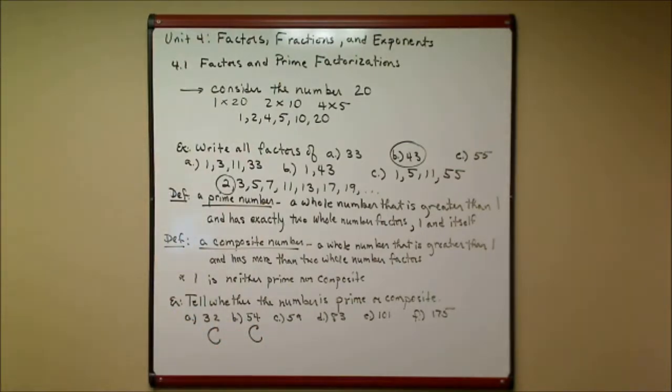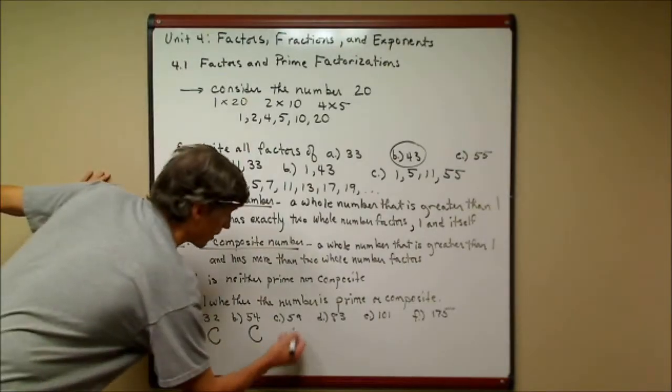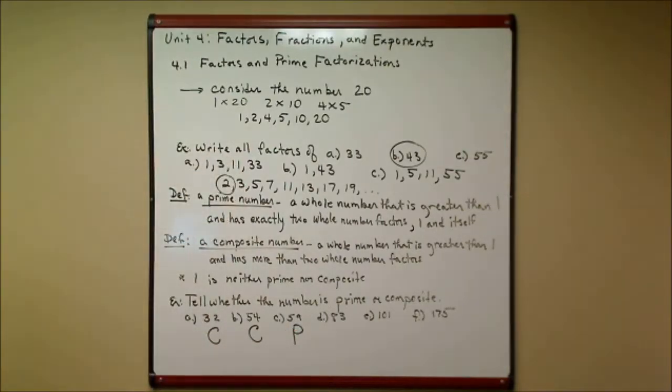But 59, I think of numbers that try to divide into 59 like 3 or 5 or 7 or some of those types of numbers. And the only number I can think of that divides into 59 bigger than 1 is 59. So this would be a prime number. I'm going to put a capital P for prime there.